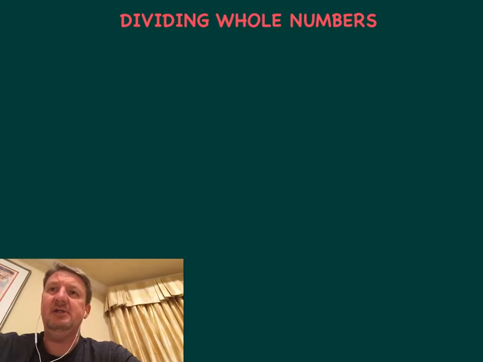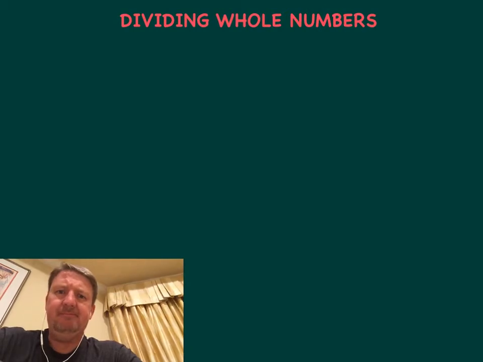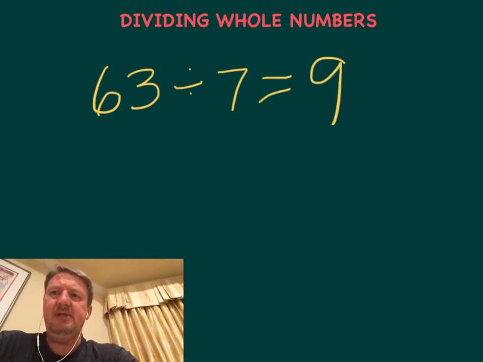So first thing I want to do is talk about what exactly is division. Division is basically the opposite of multiplication. You multiply two factors together to get a product in multiplication. So the opposite would be you have a product and you divide it by one of the factors and you get the other factor. So let's look at an example here. We have 63 divided by 7, and that equals 9.